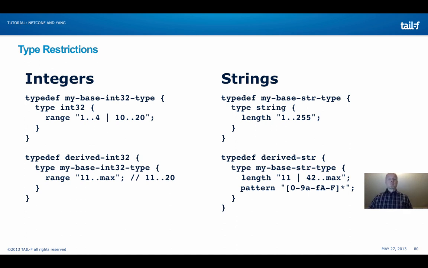Integers, no surprise here. I'm doing one typedef here, type int32 with a non-consecutive range, so 1 to 4, 10 to 20, works perfectly fine. And you can do yet another derivation, picking that as the base type, and you're restricting the range again. So of course the range must be a subrange of the previous one. You can't extend the range again. Here I'm doing a typedef of a string where I'm restricting the range. You can also restrict the actual characters. So you use regex expressions so that in this case the NETCONF server will validate that the configured string adheres to this regex pattern.